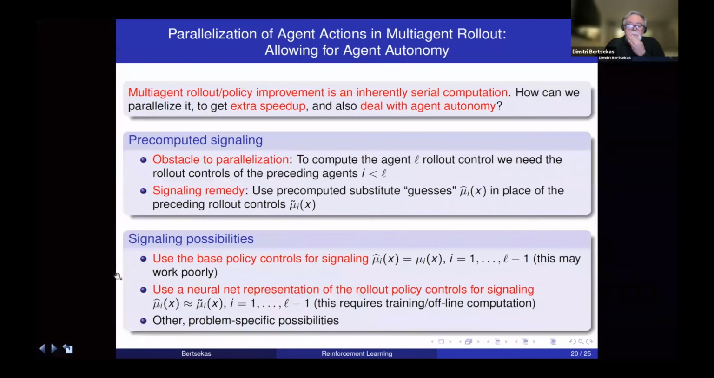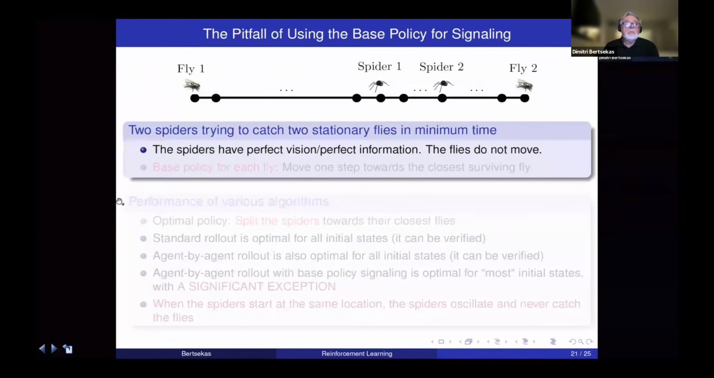Now, I'm going to show you what will happen. First, what will happen if you use this approach, which is the simplest, right? You don't have to do any pre-computation. You use base policy controls in place of rollout controls in a multi-agent setting. And here's an example. Using the base policy for signaling. And what's the pitfall with that?